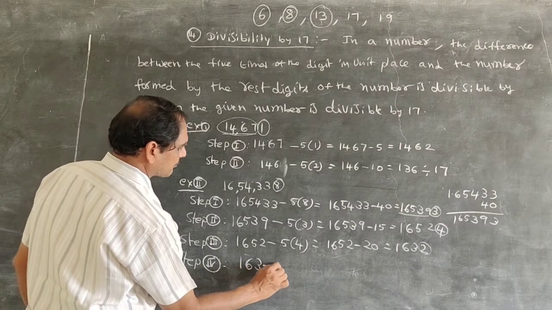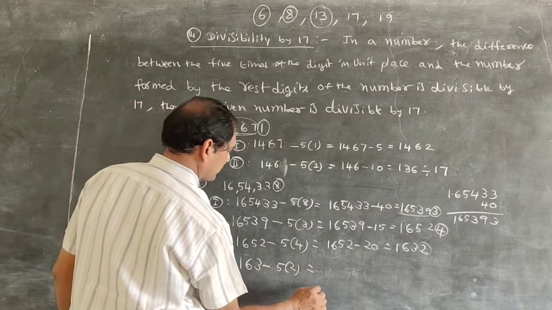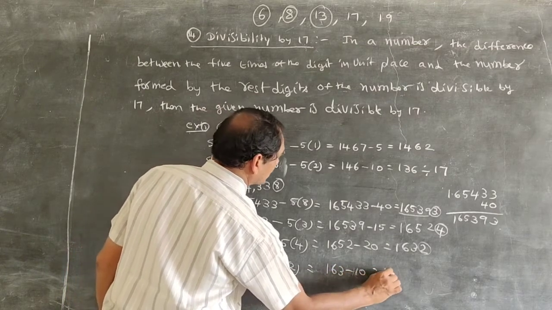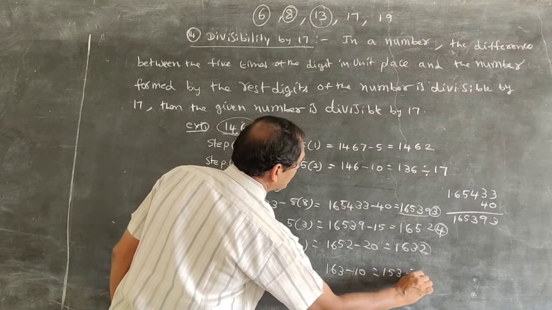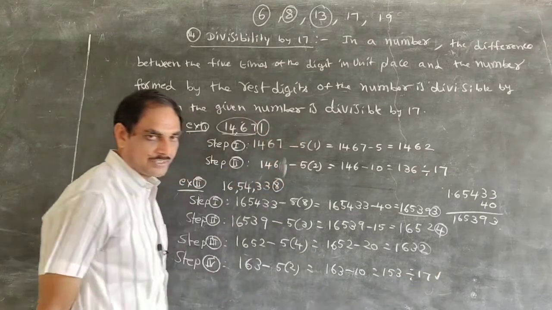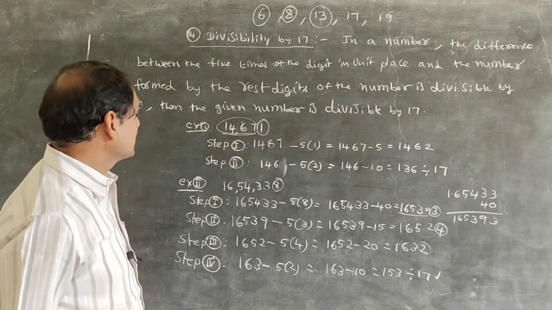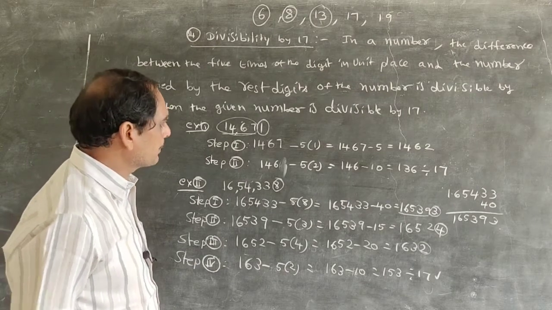163 minus 5 into 2, that is equal to 163 minus 10, that is equal to 153, which is divisible by 17. 17 9s are 153. So this is the rule for divisibility by 17.